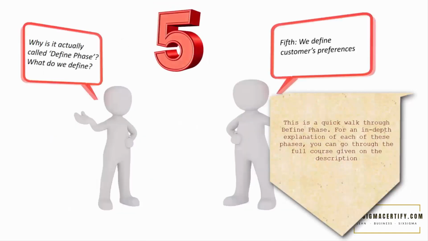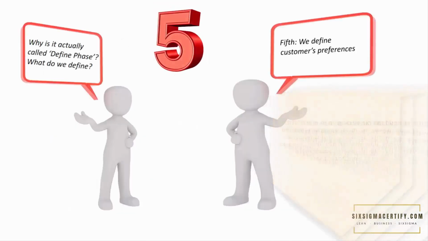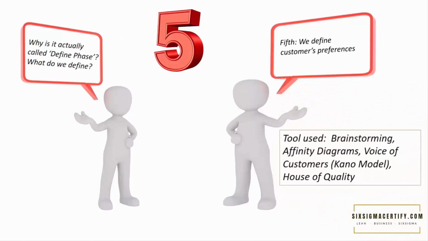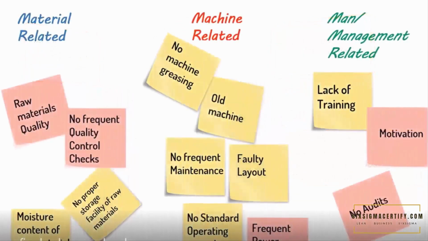The fifth step is we define the customer's preferences. We try to find out what the customers really want, and we use different tools such as brainstorming for finding out what the customers really want, affinity diagram, voice of customers using the Kano model, and other tools such as House of Quality. So this is an example of the affinity diagram where we group the items that are related to each other on one side. Affinity means belongingness or closeness or similarity, etc. So based on the similarity, we group the brainstormed ideas under one column.